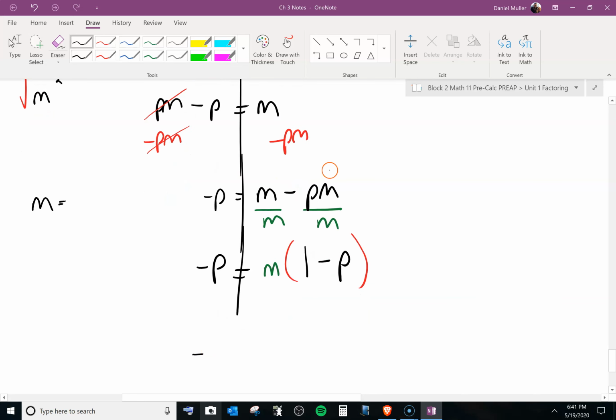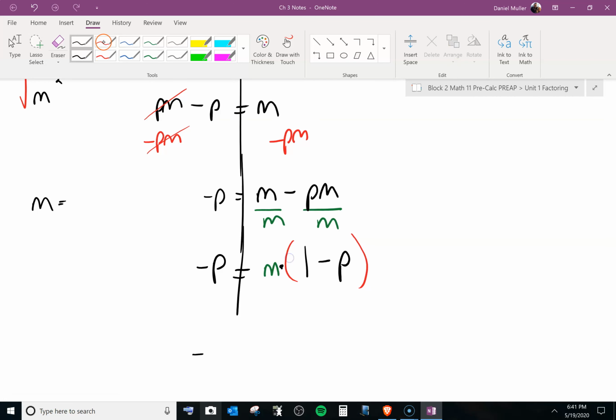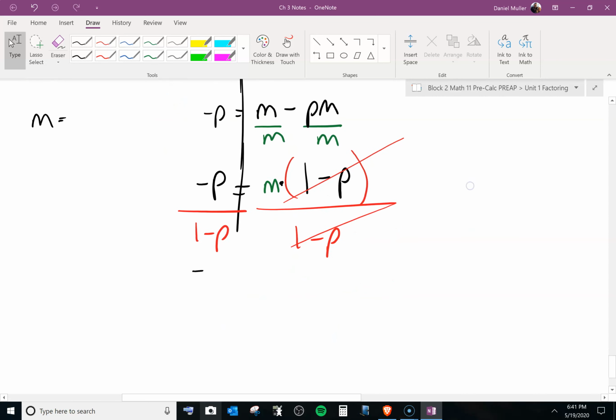So, the reason I did that is how many m's are there on this line? There's 2. There's an m and there's a pm, so there's 2 m's. But I took that as a common factor, and now how many m's are on that line? Only 1. And it says m times 1 minus p, so I can divide by 1 minus p. Those are gone, and I just have left negative p over 1 minus p. That's on the left, and on the right, I just have an m.